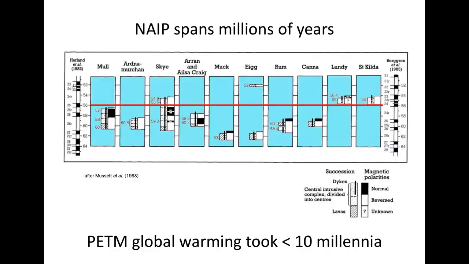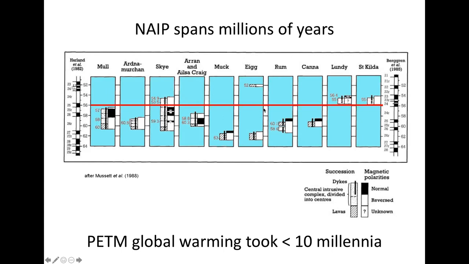But there's a kind of elephant in the room here, isn't there? And that's not just for the North Atlantic Igneous Province and the PETM, but for this general correlation between large igneous provinces and climate changes. And that's that the igneous activity spans millions of years. The vertical axis of this plot is in millions of years, and if you look at an individual Hebridean island, for example, we're talking several millions of years for the peak in igneous activity there.